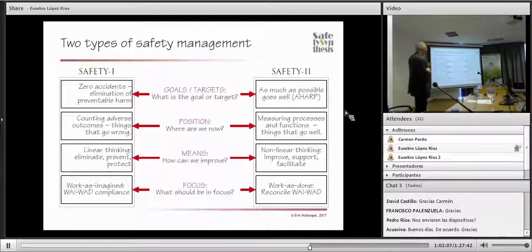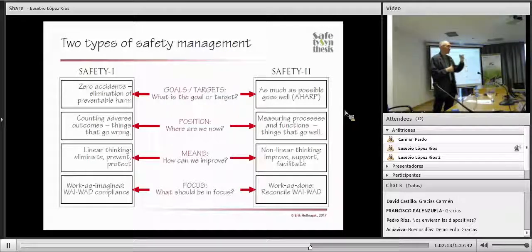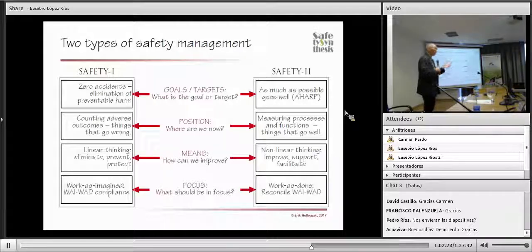And finally, the focus. Again, the focus in Safety-I is work as imagined and the difference between work as imagined and work as done, and trying to eliminate that difference by saying you should work as we imagine. In Safety-II, the focus is what actually happened. It's more work as done, and we say we should try to reconcile or reach an agreement between work as imagined and work as done.